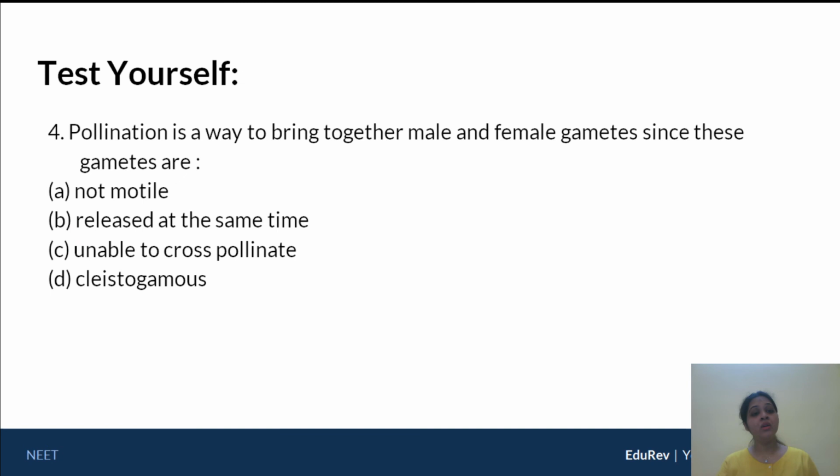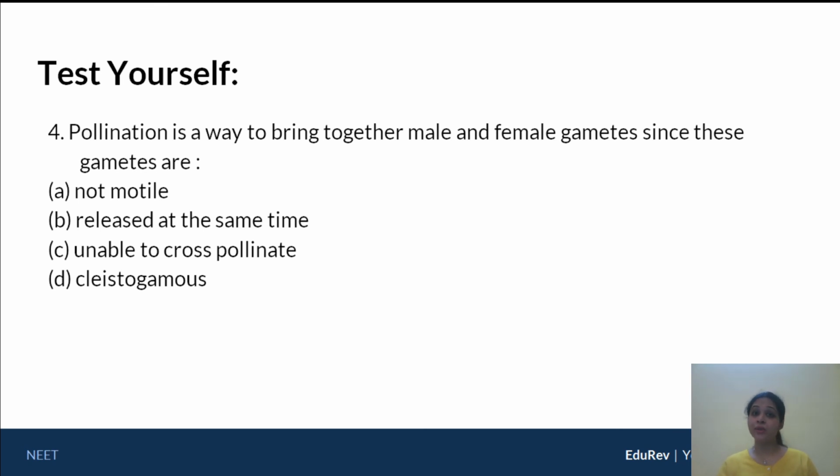The next question. Pollination is a way to bring together the male and the female gametes since these gametes are dash. A. Non-motile. If you consider the male gamete, it is in a way non-motile, and the female gamete for sure is non-motile. B. Release at the same time. Now we know they're not always, or rather the egg cell is never released, so we can't even consider that. C. Unable to cross-pollinate, but we don't always require cross-pollination, right? You also require pollination for self-pollination, self-transfer.